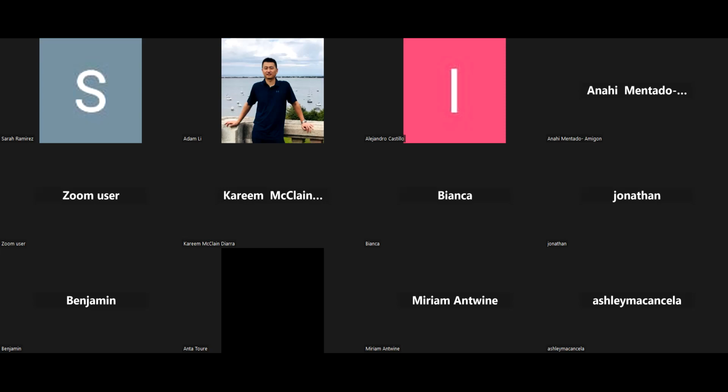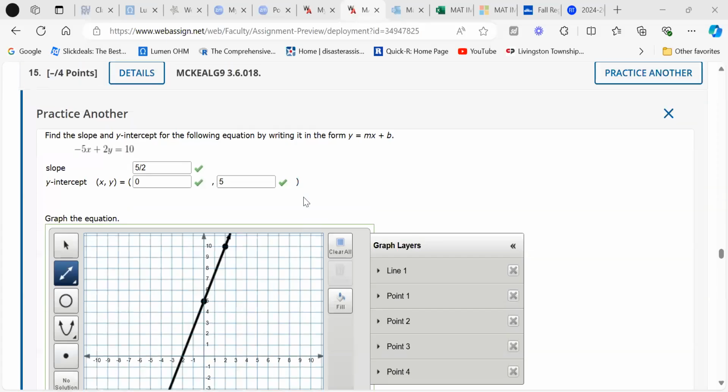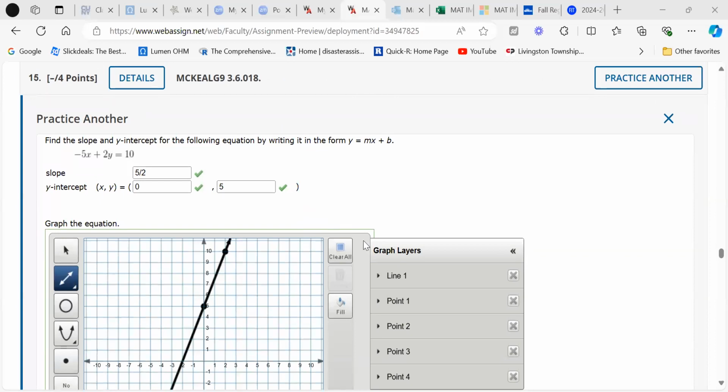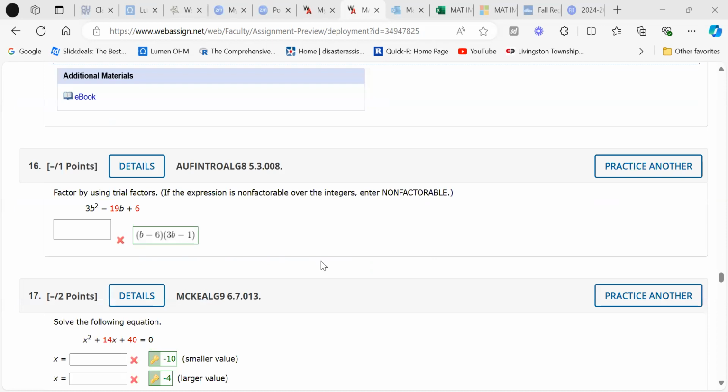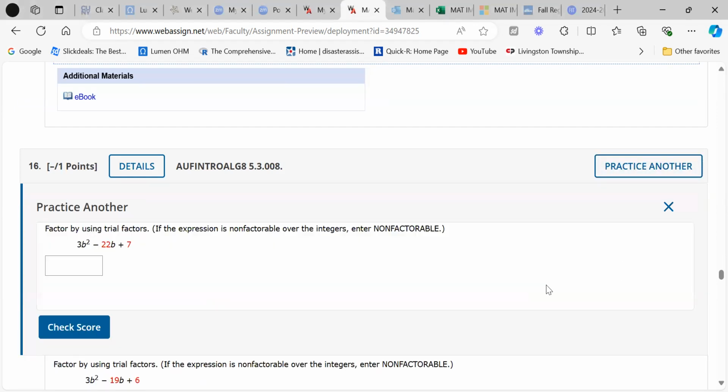All right, guys. Let's resume, right? Let's continue where we left off. We are working on question 16 right now. Factor by trinomials.